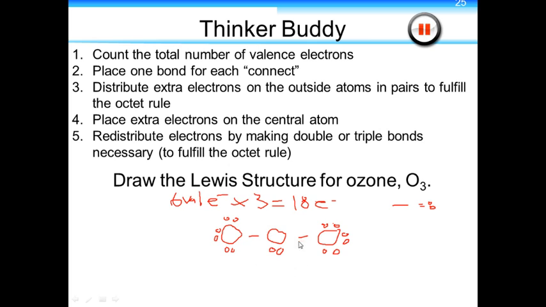This oxygen atom only has 2, 4, 6 electrons surrounding it. So we need to redistribute the electrons by making double or triple bonds. They can come from either side, but what we need to do is put some of these electrons and form a double bond between either these 2 atoms or these 2 atoms. So the final structure would look something like this.